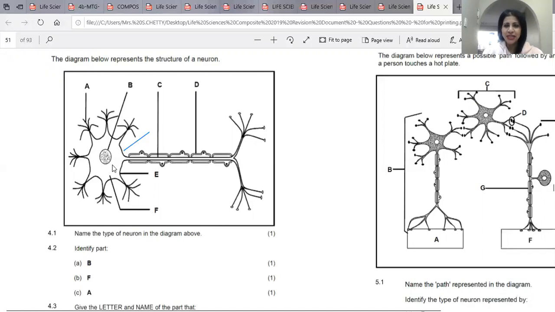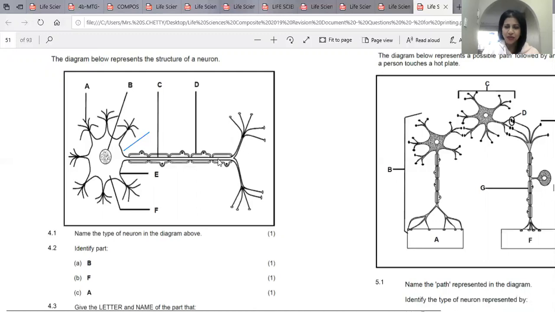Now it has fibers extending from it. It has these short fibers here, and extending this way, it has one long fiber. So it has many short fibers directly extending from it, and one long nerve fiber directly extending from it. Now, the fibers are either dendrites or axons.